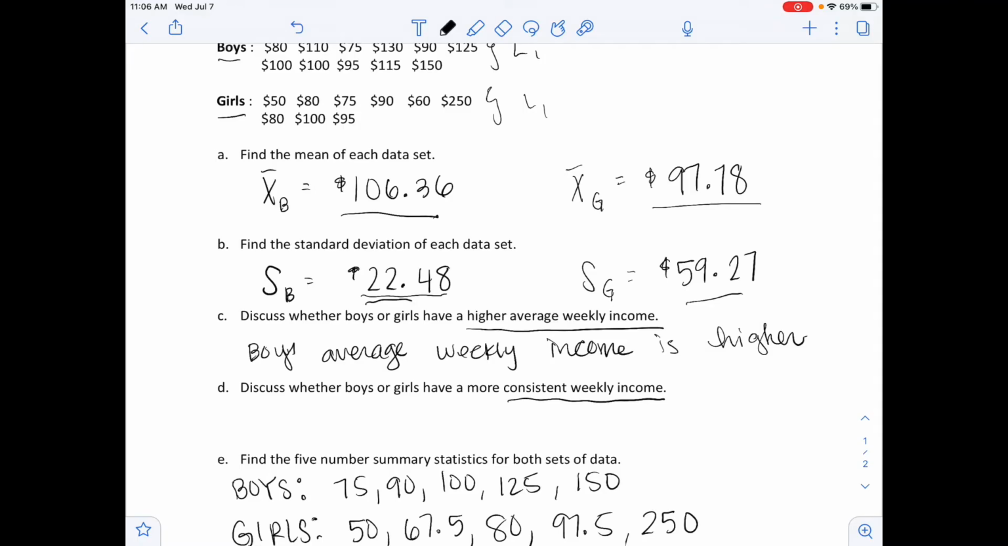So if you look at the standard deviation for boys and the standard deviation for girls, you'll see that the boys have a smaller standard deviation, so that means that it's more consistent. So boys are more consistent. And the reason why is because the standard deviation is smaller.